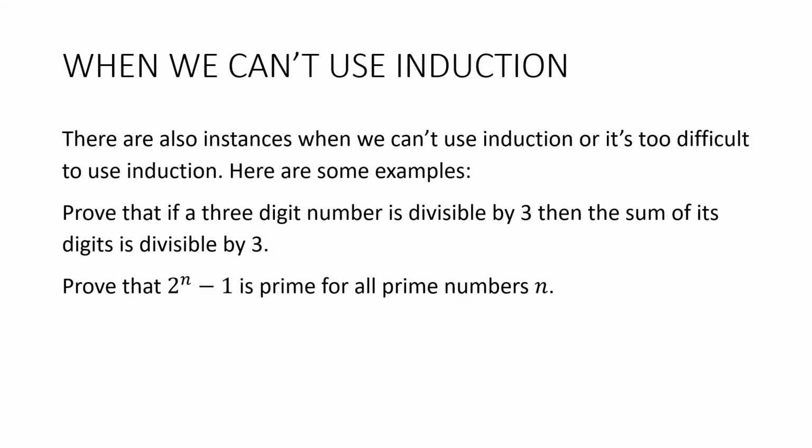Here's another one. Prove that 2 to the power of n take away 1 is prime for all prime numbers n. And the problem with this one is that we don't know the sequence of prime numbers. If it was odd numbers, it'd be all right. We could prove it true for k and then k plus 2. That would give us the odd numbers. But with prime numbers, we could assume this is true for k, but we don't know what the next prime number is after k.